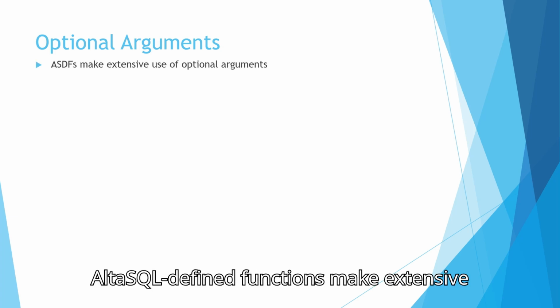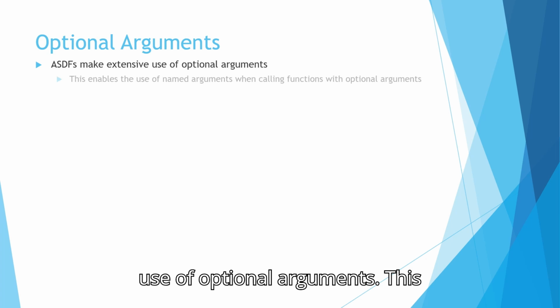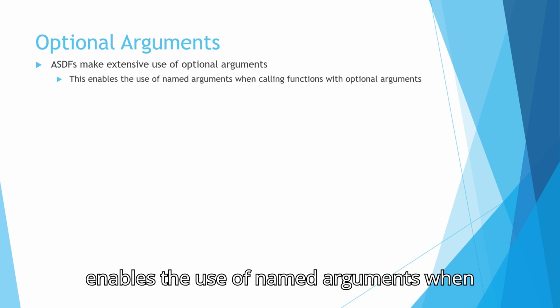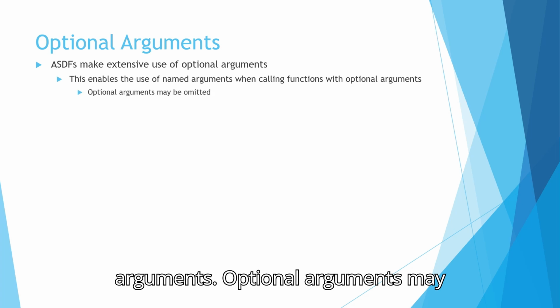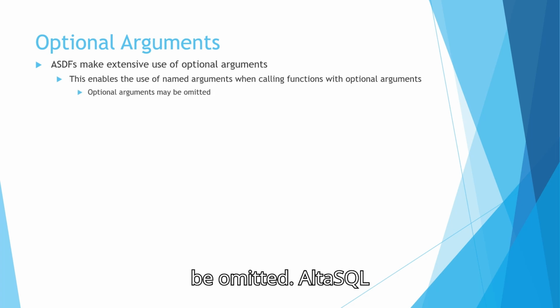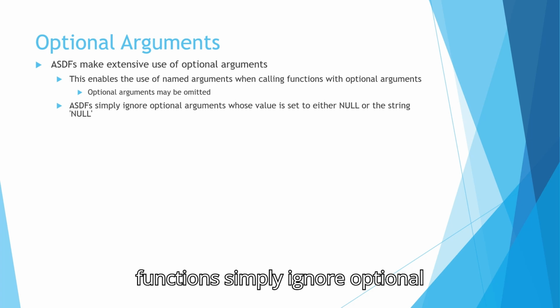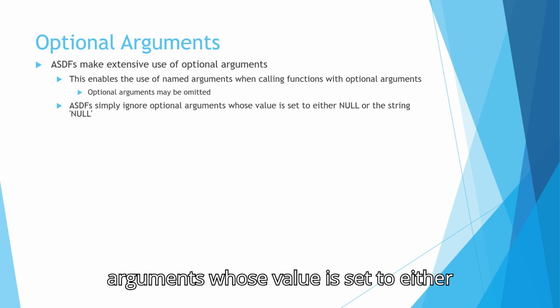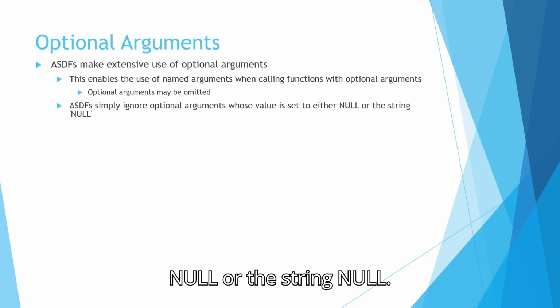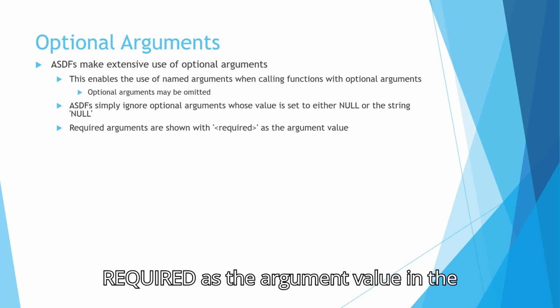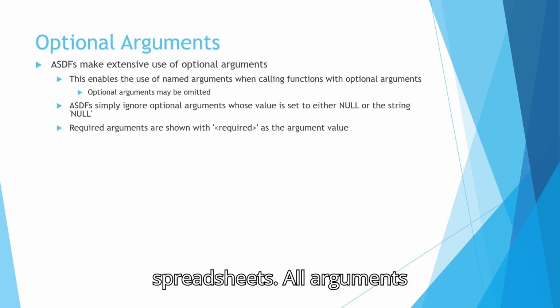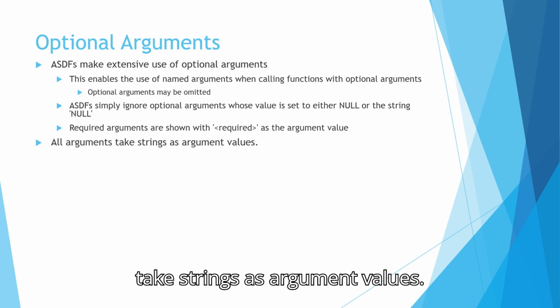AltaSQL-defined functions make extensive use of optional arguments. This enables the use of named arguments when calling functions with optional arguments. Optional arguments may be omitted. AltaSQL functions simply ignore optional arguments whose value is set to either null or the string null. Required arguments are shown with required as the argument value in the spreadsheets. All arguments take strings as argument value.